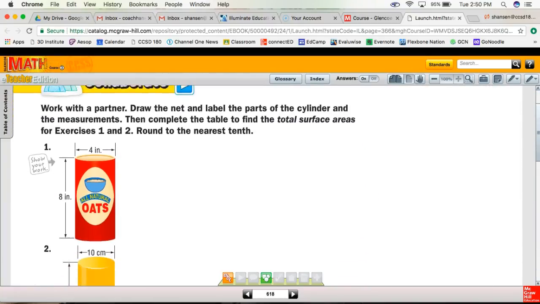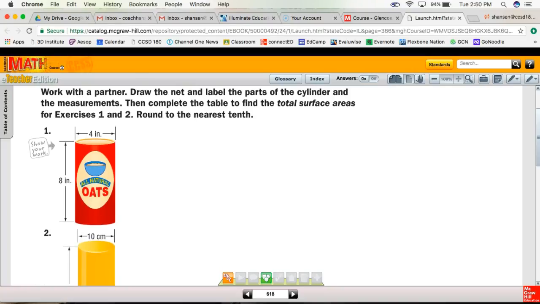Work with a partner, draw the net and label the parts of the cylinder and the measurements, then complete the table to find the total surface areas for exercises 1 and 2, round to the nearest tenth. Okay, I'm your partner, lucky you, as always when we do these videos. So draw the net means I need to make a flat two-dimensional representation of the three-dimensional solid.